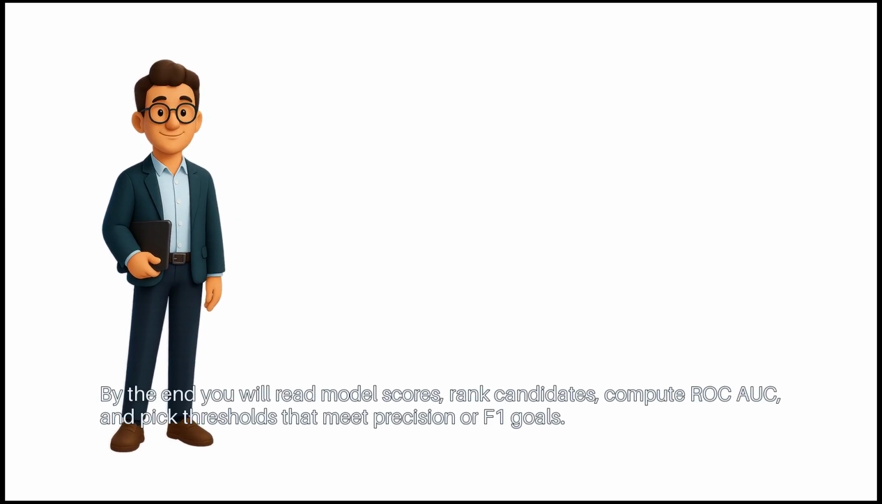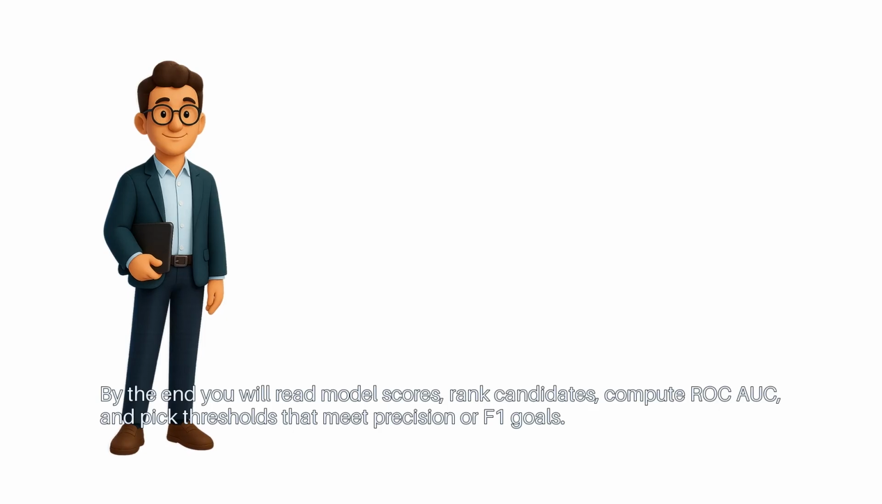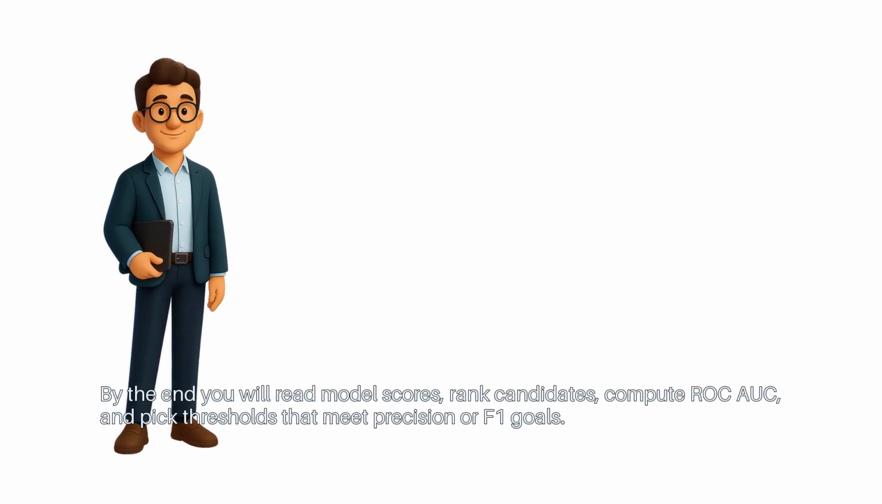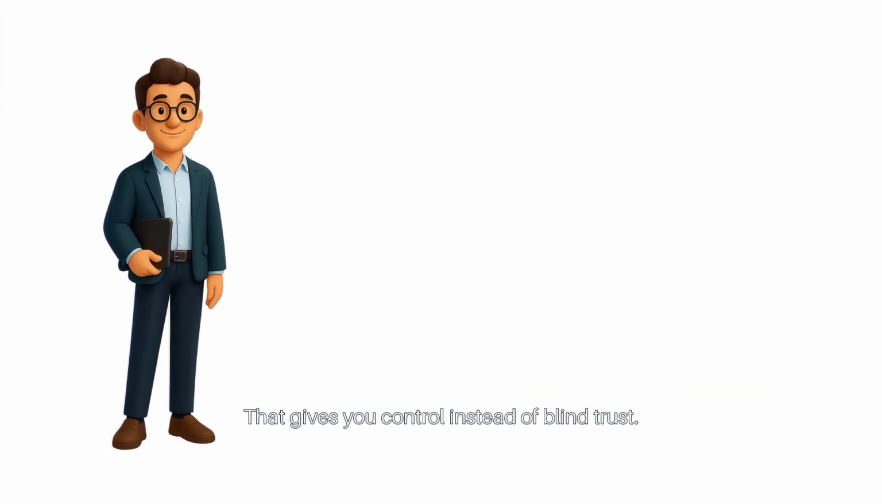By the end, you will read model scores, rank candidates, compute ROC AUC, and pick thresholds that meet precision or F1 goals. That gives you control instead of blind trust.